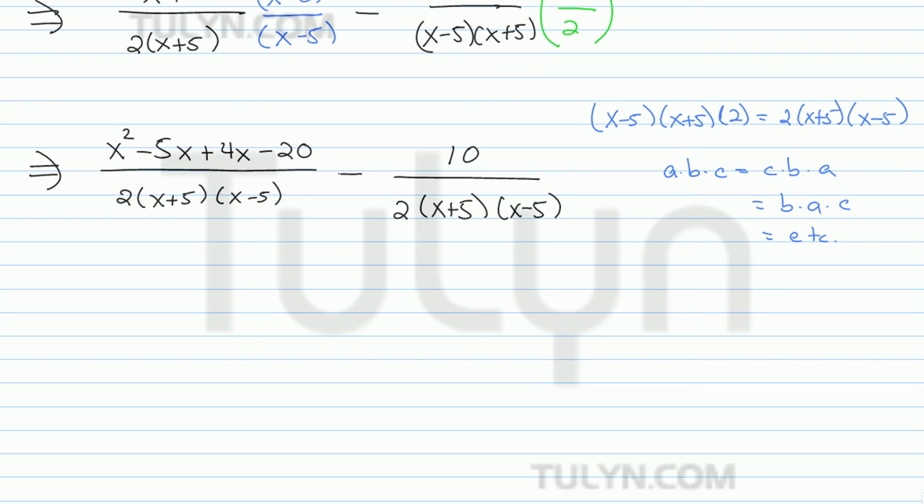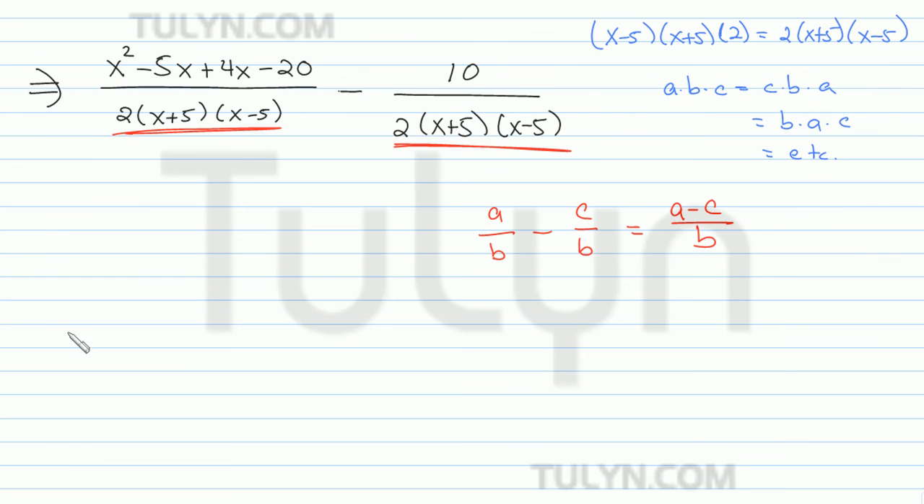So now we have that these two denominators are the same. So we can use the subtraction property of fractions, which works the same for rational expressions. That is, when you have a fraction and you're subtracting another fraction from it and the denominators are the same, the result is just the difference of the numerators over that common denominator. So let's combine the numerators. We get x squared minus 5x plus 4x, which is just minus x, minus 20, and then minus 10, which is the second numerator, all over that common denominator.